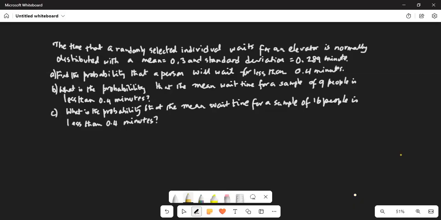Today, as I said, we'll talk about normal distribution. So I'll share my computer screen with you. The problem says the time that a randomly selected individual waits for an elevator is normally distributed with a mean of 0.3 and standard deviation equal to 0.289 minute. Part A, find the probability that the person will wait for less than 0.4 minute. So let's do part A.